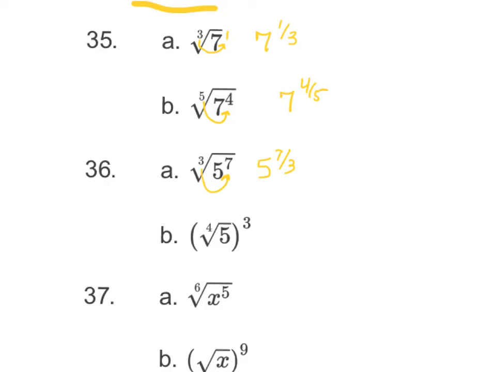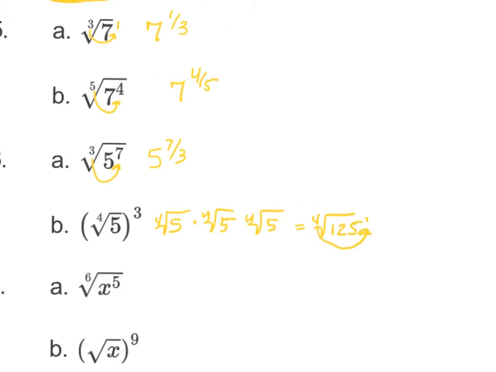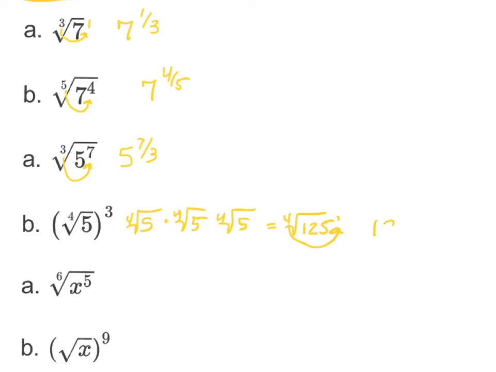In B, they're telling us to take this fourth root and cube it. So you're going to multiply it by itself 3 times. And we've talked about this before. A house times a house is just a bigger house. So I have the fourth root. And when I multiply 5 times 5 times 5, I get 125. And that's the first power. So then I would bring the 4 here. It would become my denominator, and I'd have 125 to the 1/4 power.